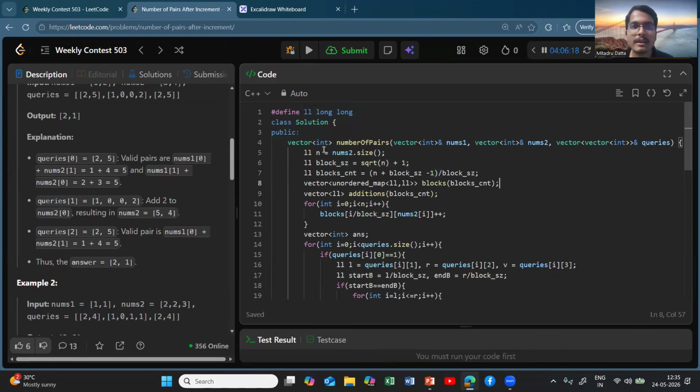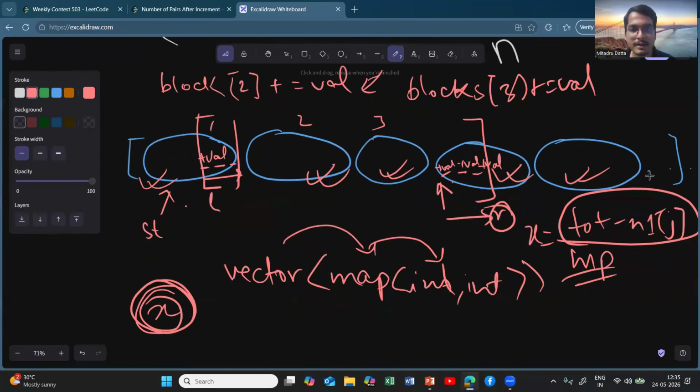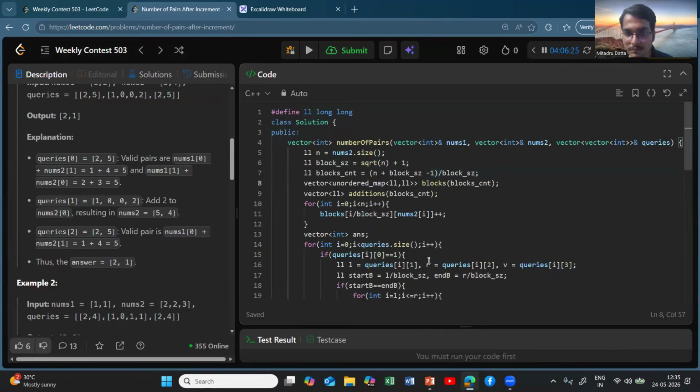Now, as I told you, I will keep a vector of maps. I will keep a vector of unordered maps, because it has an amortized O of 1 time complexity. That's why we should always use an unordered map in most of the problems. So vector of unordered map, long comma long, and I initialize it to the number of blocks. The number of maps will be equal to the number of blocks, because each map will store the frequency of all the elements present in one particular block.